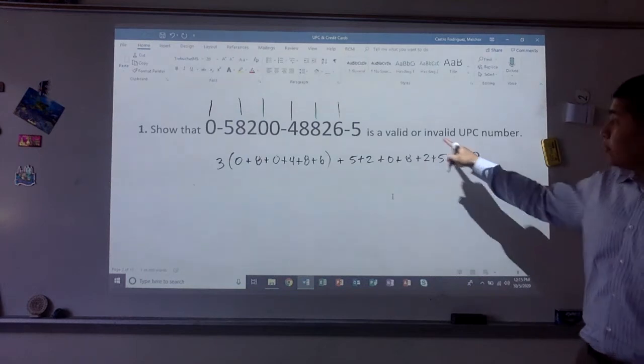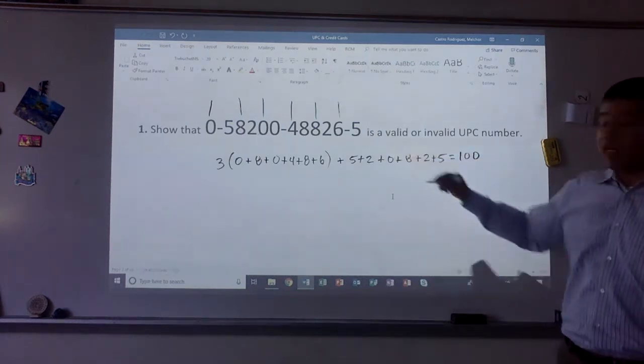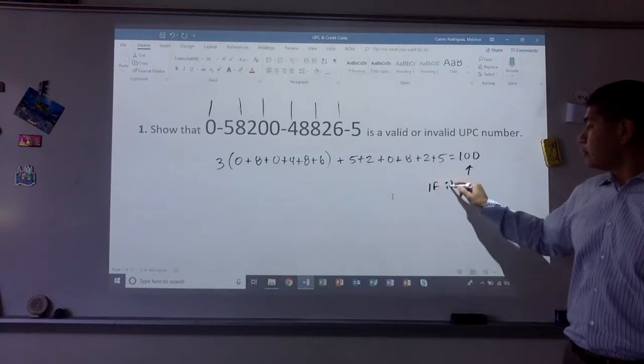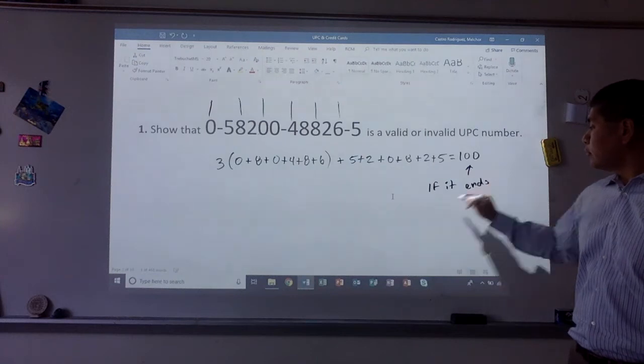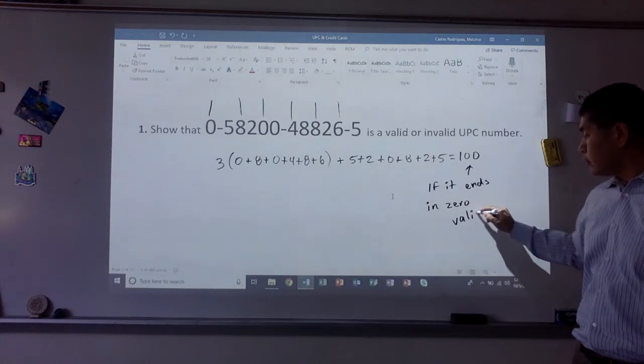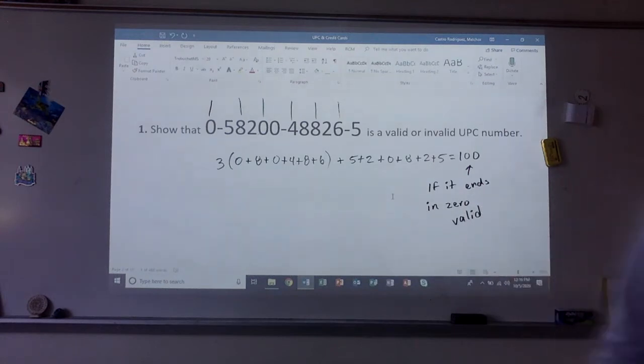If it ends in 0, valid. Anything else will be invalid, like 83, 65, 14. Those numbers that don't end in 0, invalid. This one, what's 100? Valid. 10, 20, 30, 40, 50. All of them are valid numbers. It has to end in 0.